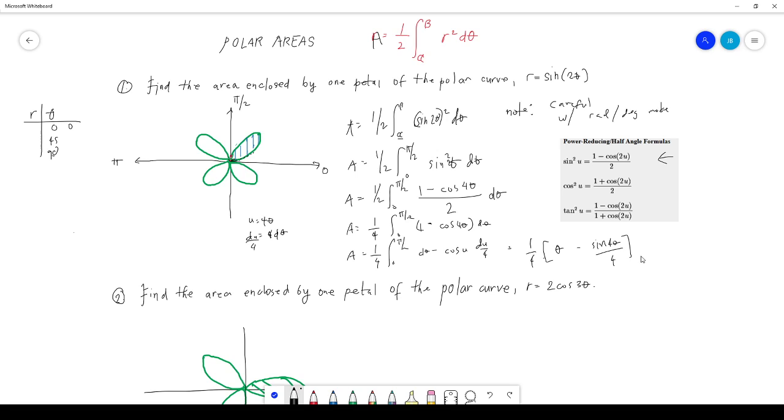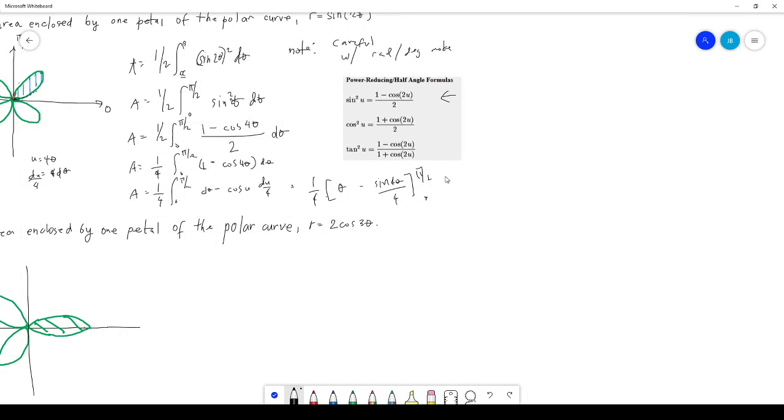Okay, our limits would be from 0 to pi over 2. Now substituting, that's higher limit minus lower limit. So 1/4 times pi over 2 minus sine 4, sorry, sine times pi over 2 all over 4, minus 0. Sine 0 is always 0, right? So that's 0 minus 0. Therefore, that's 1/4 times pi over 2 minus sine.